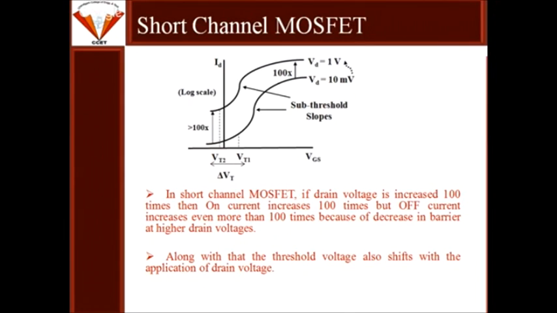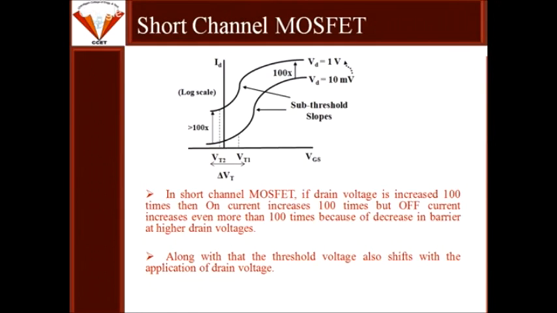Earlier maybe it is positive, after that it may be negative. Suppose earlier it was at 0.1 volt and now it is shifted to minus 0.05 volt. So there is a change in the threshold voltage, and that change is around 0.15 volt. So in a short channel MOSFET, if drain voltage is increased 100 times, then on current increases 100 times, but off current increases even more than 100 times because of the decrease in barrier at higher drain voltages. Along with that, the threshold voltage also shifts with the application of drain voltage.